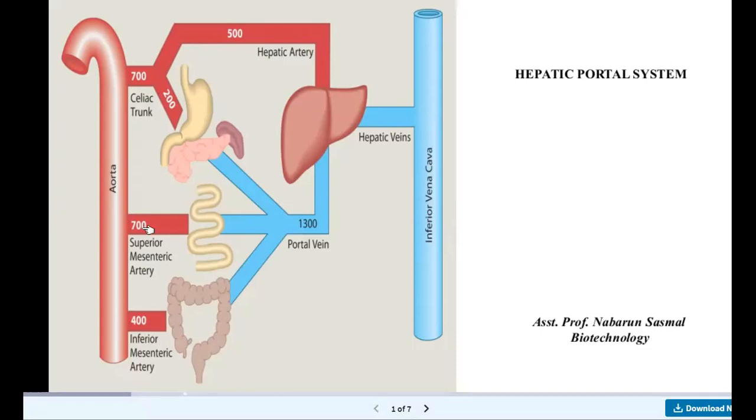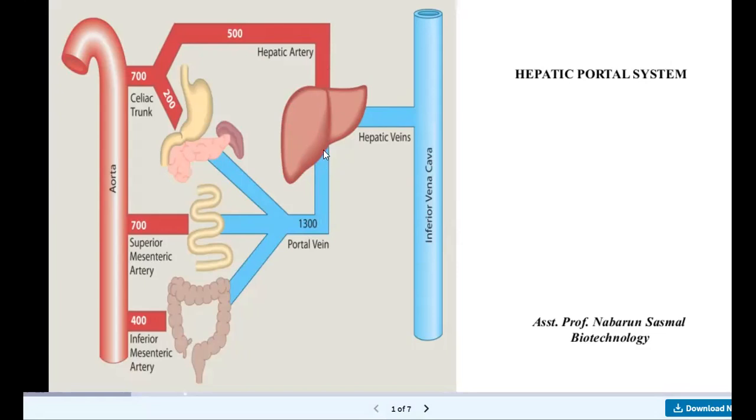And then we said that the superior mesenteric artery will supply the small intestine, and then the inferior mesenteric artery will supply the large intestine. Now, but today our focus is going to be on the liver. So here you see the liver. And in this diagram, you would see that there are about 3 blood vessels connected to this liver. And these blood vessels are the hepatic artery, the hepatic vein, and the hepatic portal vein, or what you call the portal vein.